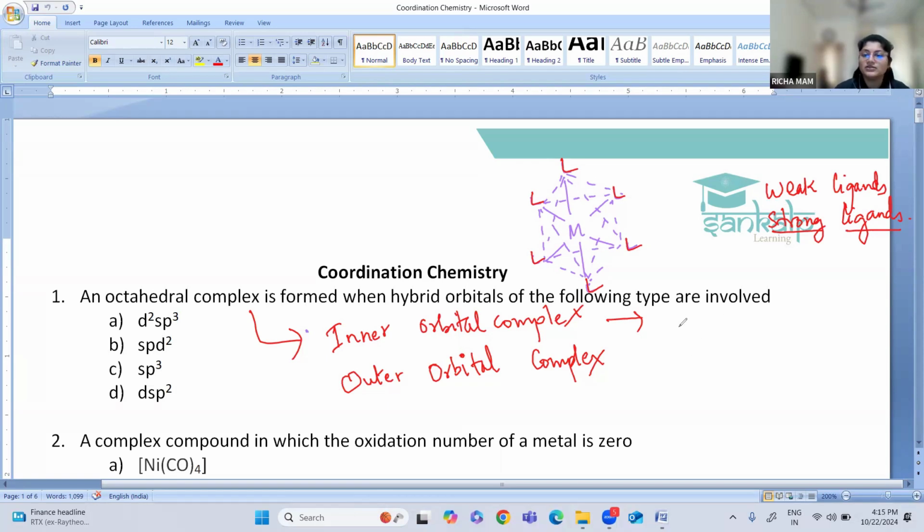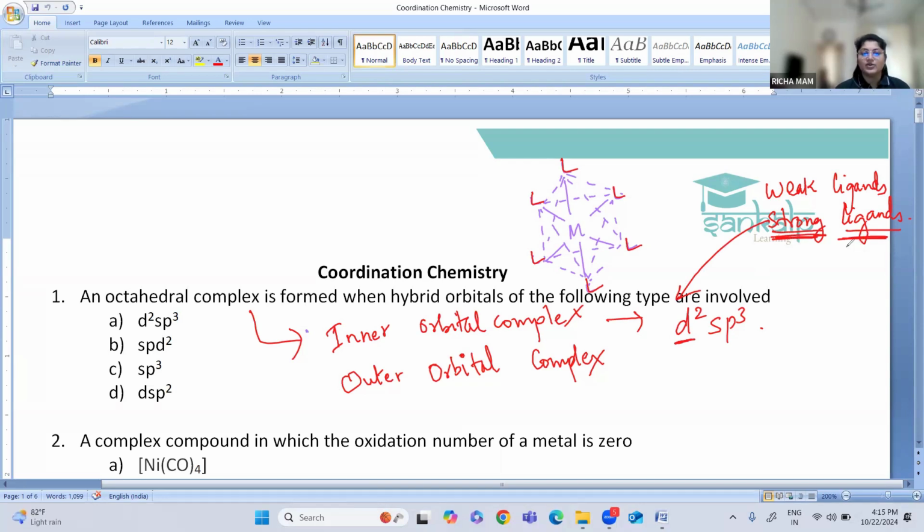So what is the type of hybridization it will show? It will show d2sp3. Why? Because inner d orbitals are involved. When is this type of inner orbital complex formed? When you have a strong field ligand.